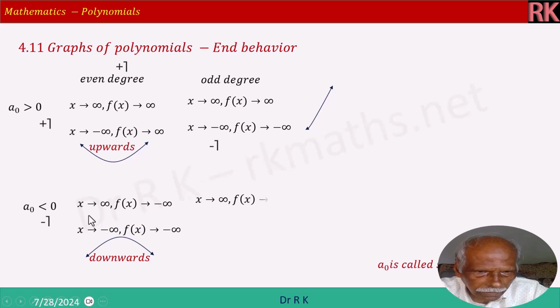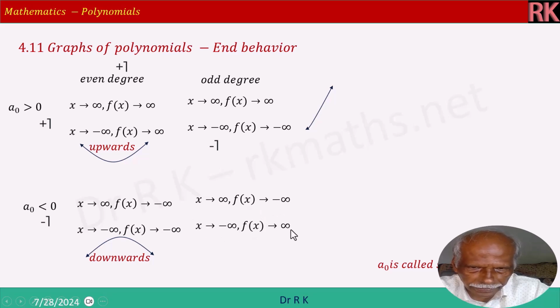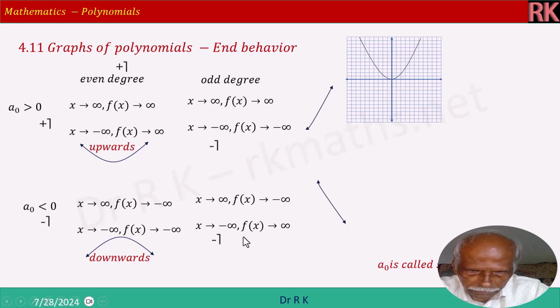We will see that when A0 is negative, for odd degree, as x tends to infinity, f of x tends to minus infinity. When x tends to minus infinity, f of x tends to plus infinity. Therefore, the curve will be like this, upwards on the left hand side to downwards on the right hand side. And this one is symmetric about the origin, right?